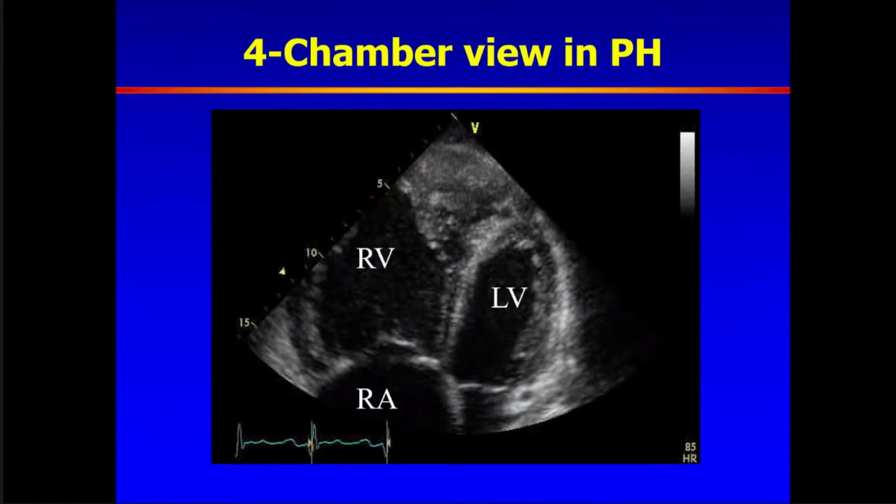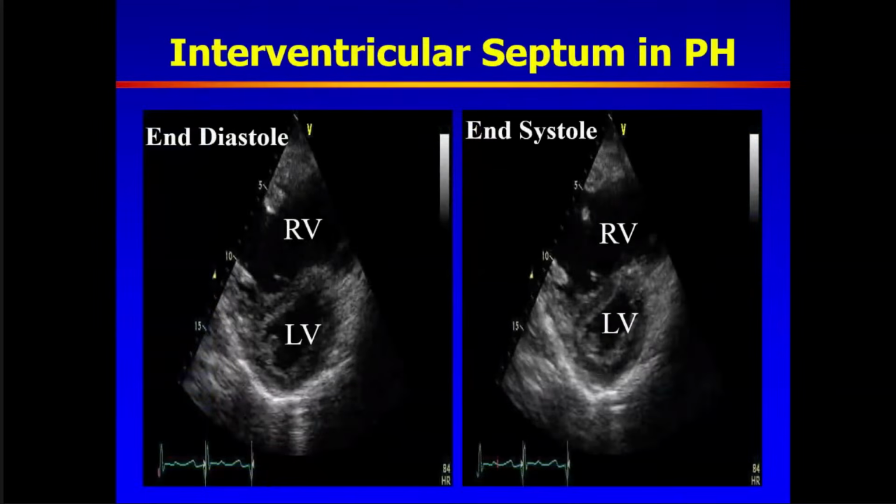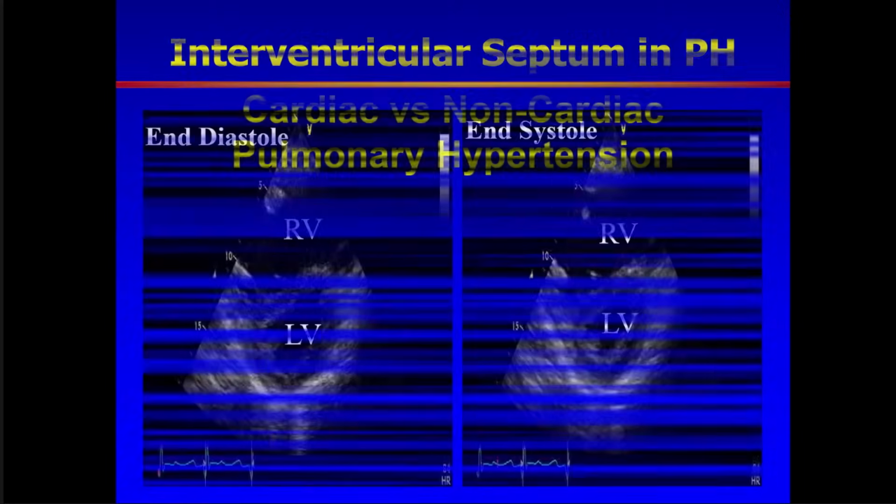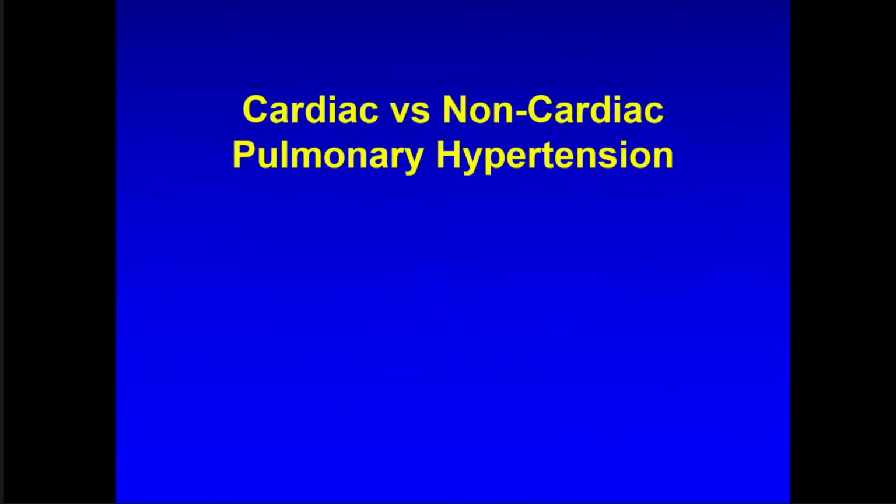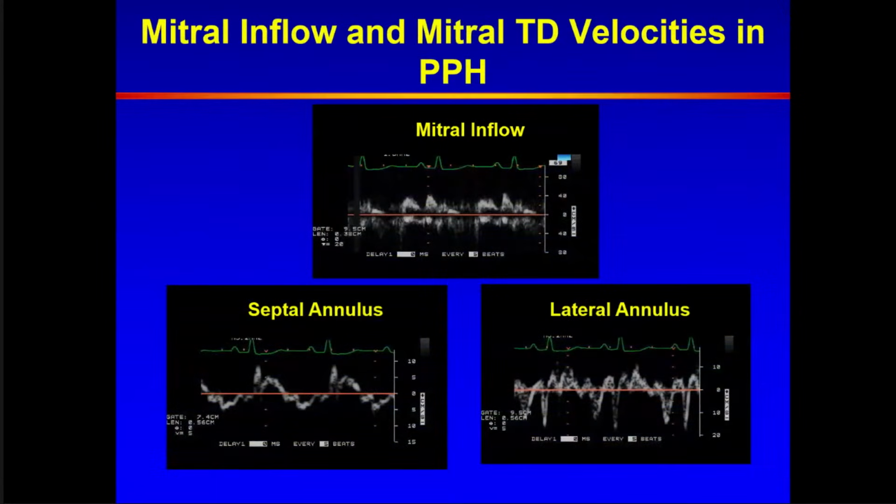A 4-chamber view, as you can see here, this is, I would say, really an attempt at a 4-chamber view, and it is not a proper view for the left ventricle. Important to remember when you try to get good Doppler alignments for the left ventricle. A septum that is flat in end systole and end diastole is consistent with pulmonary hypertension and an elevated mean PA pressure. The question frequently comes, is this cardiac or non-cardiac pulmonary hypertension?